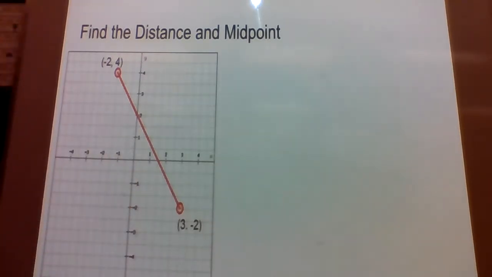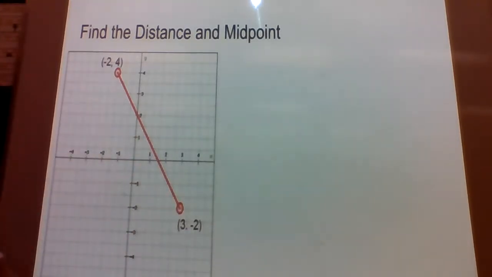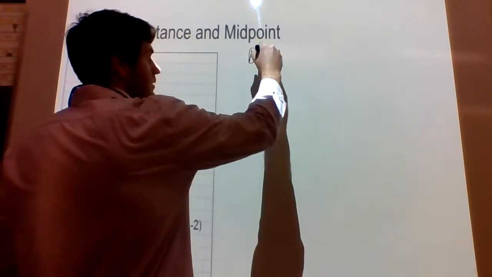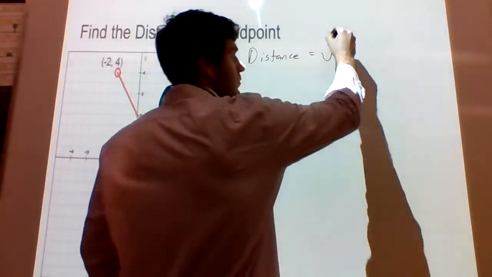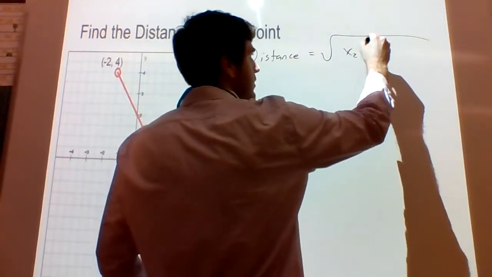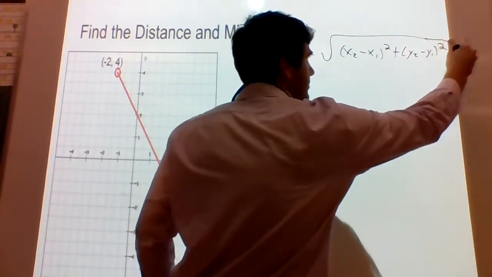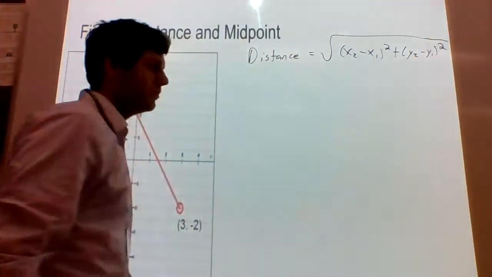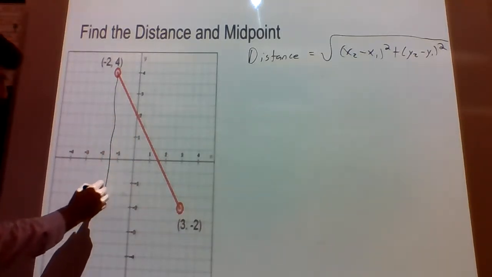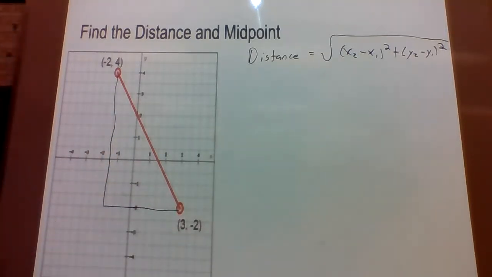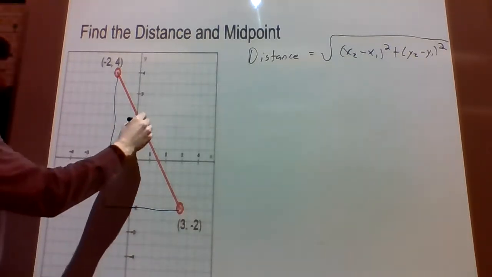Okay, first one we did was midpoint and distance. To find the distance between these two points, we have to find the length of this line. We're going to use the distance formula. So distance equals the square root of x2 minus x1 squared plus y2 minus y1 squared. The equation is coming from, we've talked about this several times, these two. We can make a triangle. This is our distance, so this is d.